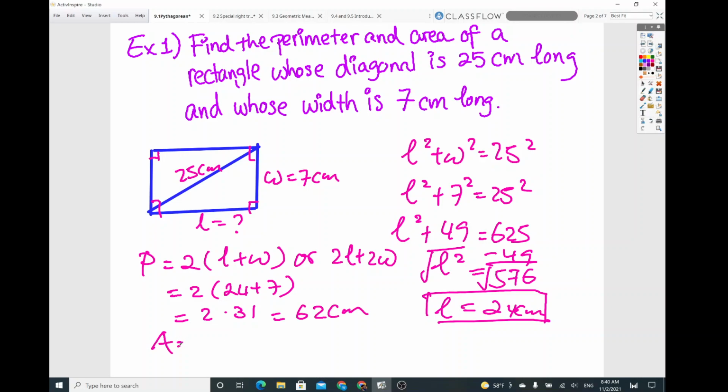And then area, length times width, or base times the height. So what we found here, 24 times 7. 4 times 7 is 28. 2 times 7 is 14, plus 2, so 168 square centimeters. So there are 3 steps in this problem. Find the missing length first using the Pythagorean theorem, and then plug the number back into the perimeter formula of a rectangle, and the area, length times width.